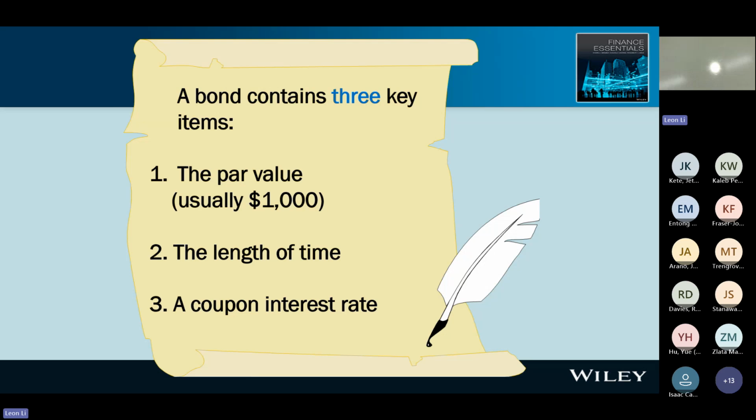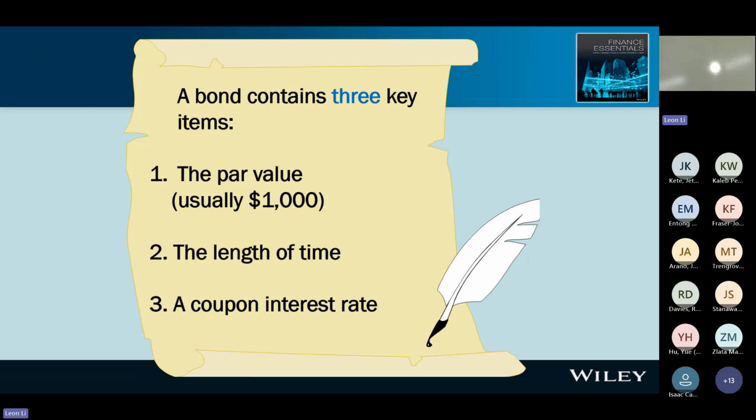The second item is the length of time. That means the maturity date, which could be either 1 year, 2 years, or 3 years. Finally, a coupon interest rate. In addition to the par value, the lump sum payment, another payment to the bond investor is the coupon. And we have the coupon interest rate. Later on, I will explain the difference between dollar coupon and percentage coupon. Coupon interest rate is the percentage coupon.